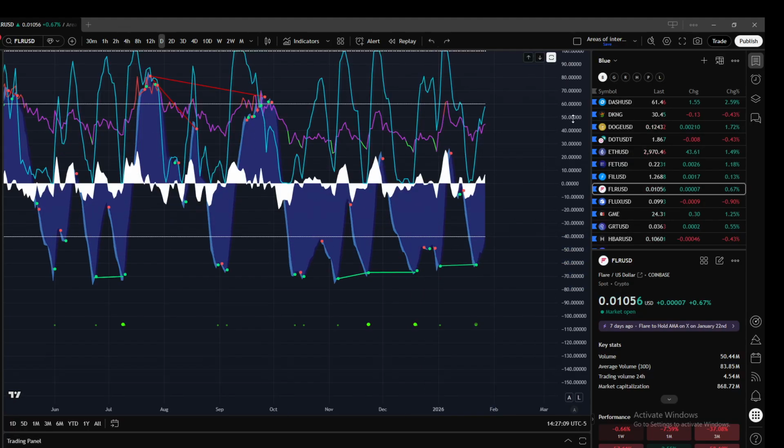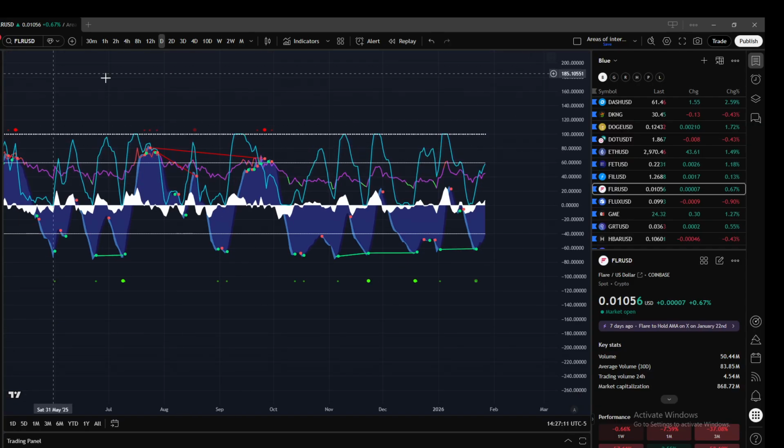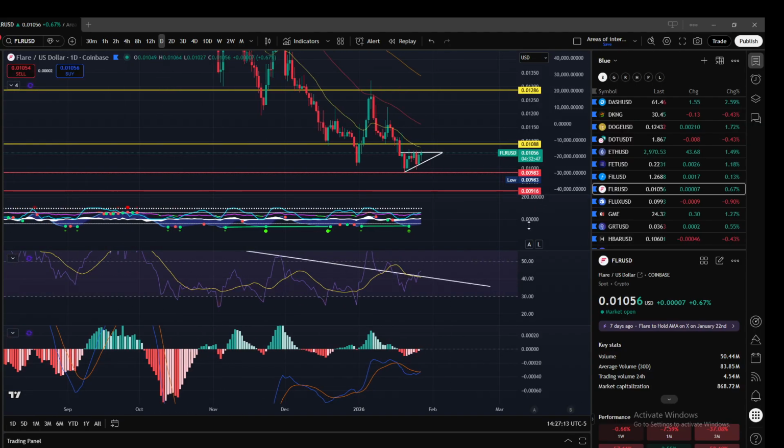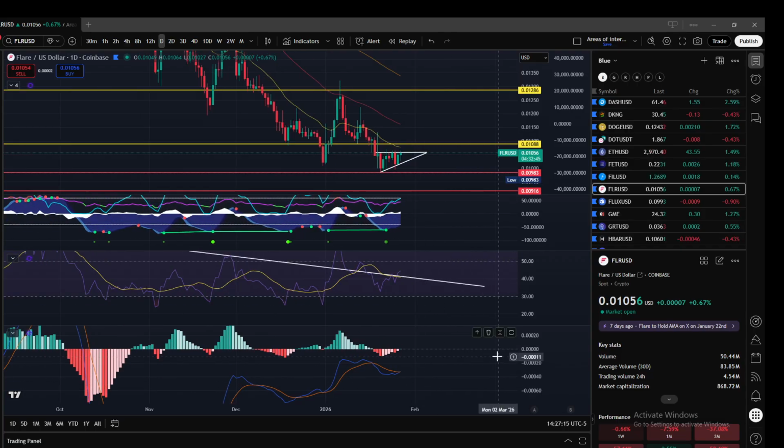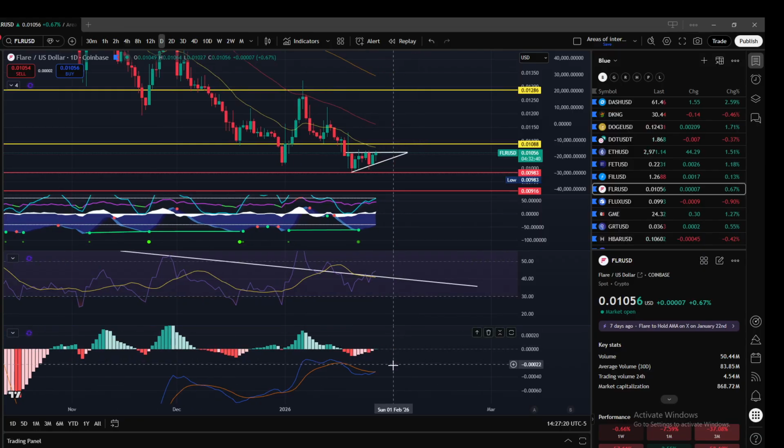So this is the Fu Manchu. It's completely free. I like it. It's more colorful. It's more interactive. MACD is great. I don't mind the MACD. It's just by itself, I don't know, just a little bit boring. So overall, that's what I got for the daily on Flare.